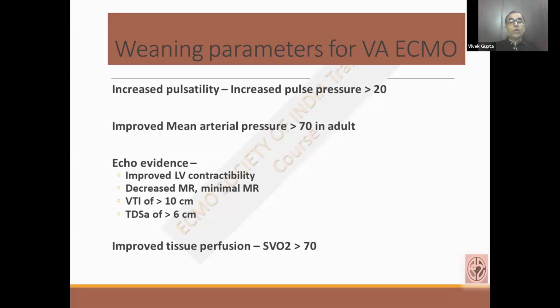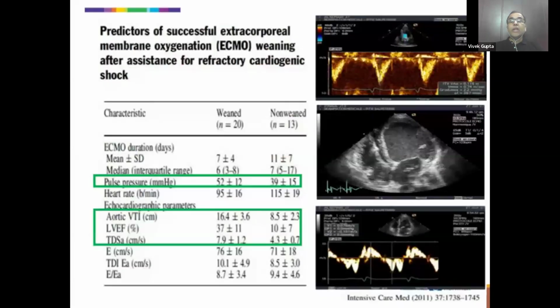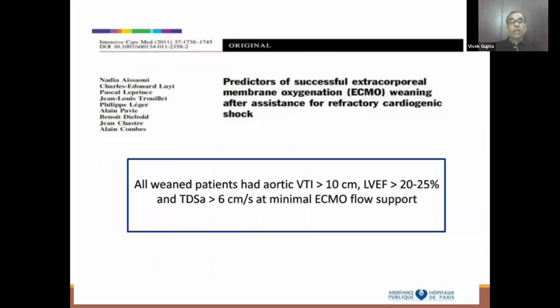And you do an echocardiography that shows an improvement in the LV contractility, the ejection fraction above 25%, the mitral regurgitation has reduced or there is minimal mitral regurgitation, aortic VTI is more than 10, and lateral mitral annular velocity is above 6 centimeters per second. And when you look at the tissue perfusion, it has improved and is above 70%. These predictors of successful weaning from ECMO have also been studied. Improving pulse pressure, aortic VTI, LVEF, and lateral mitral annular velocity have all been proven to be predictors of successful weaning in various studies.